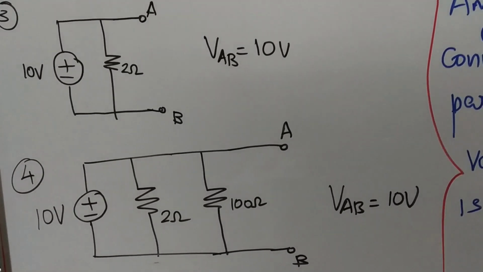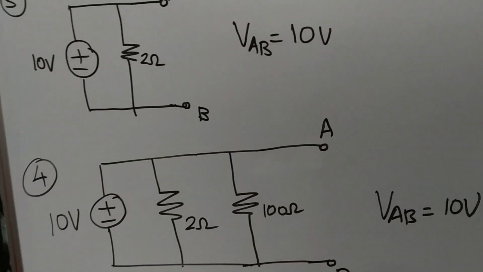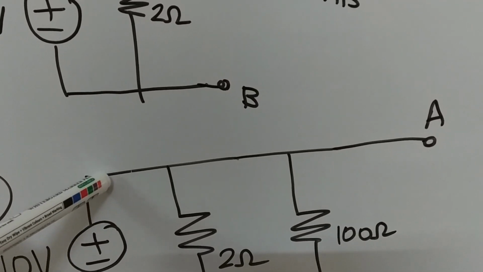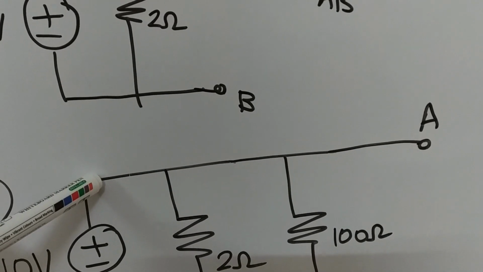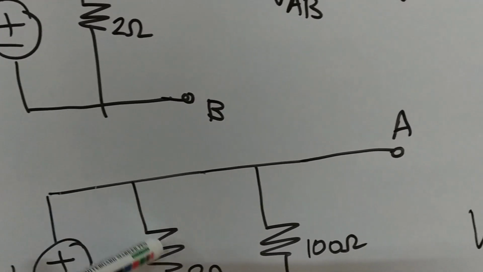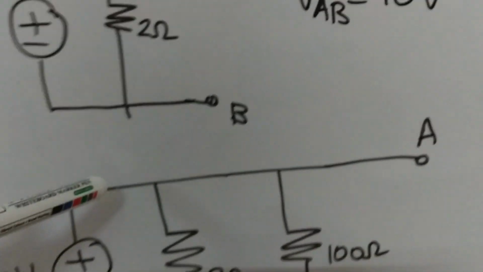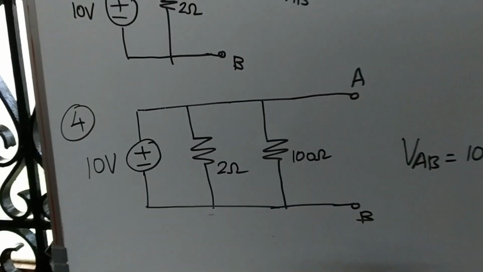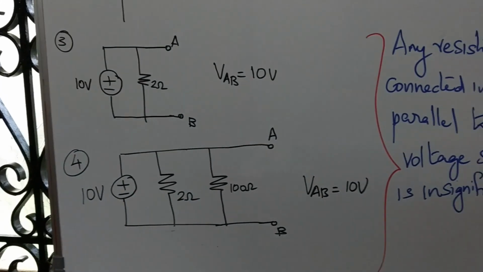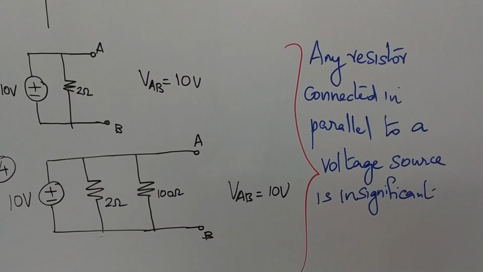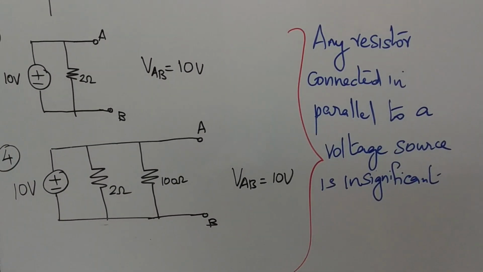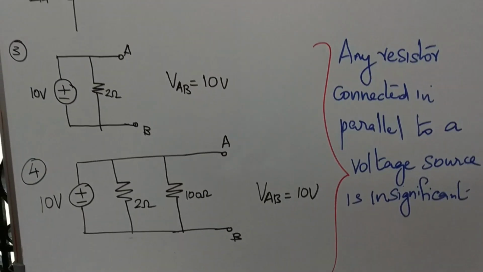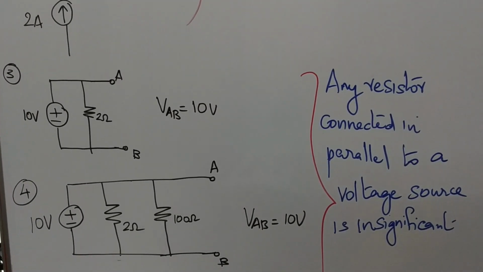But if there is any series element in between, suppose there is some resistor here, some resistor here, then the voltage across AB is not 10 volt. It will depend upon the drop across this and the remaining elements. But as long as there are no series elements in between, here or here, the voltage VAB will remain 10 volt itself. That is, any resistor connected in parallel to a voltage source is insignificant and can be removed. Is it clear?